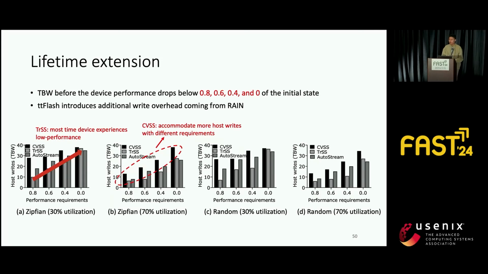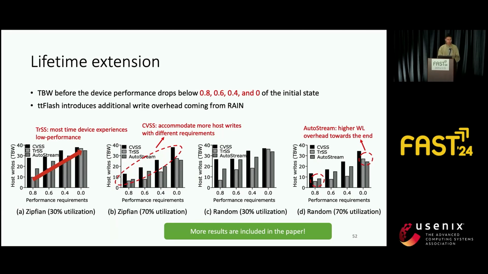We also observe that for the traditional system, CVSS outlasts it by a small margin without the performance requirements, but by a large margin when a high performance is required, which indicates that for the traditional system, most of the time the device experiences a low performance. For AutoStream, it achieves a longer device lifetime than the traditional storage system, except for the no performance requirement case, which indicates that it incurs higher data relocation overhead coming from wear leveling towards the end. There are more results included in the paper. If you are interested, please refer to it.